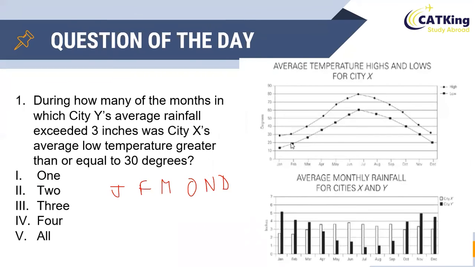For January, February and March, we see that all of them are less than 30 degrees, which is this line. So all of them are less than 30 degrees. Hence, we can eliminate these months.